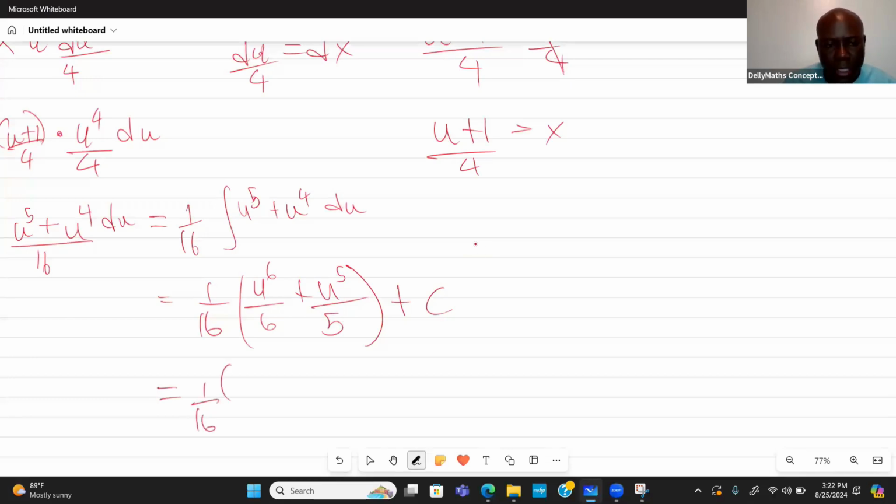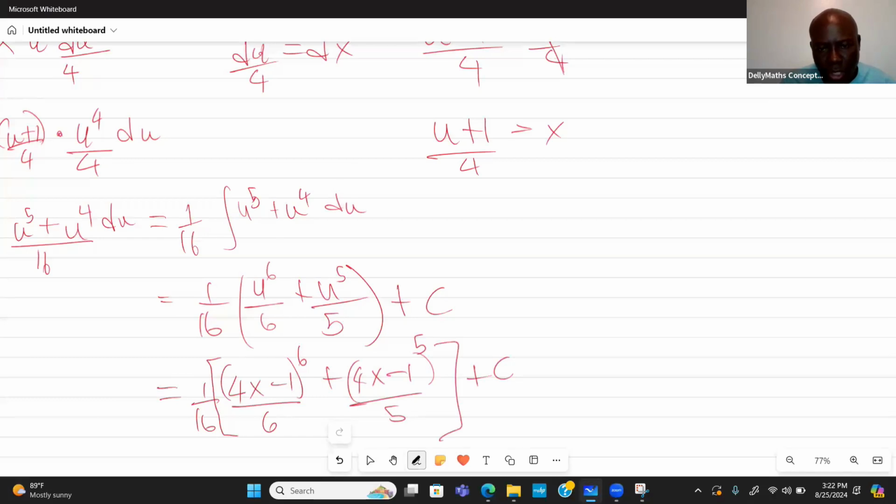So we have 1/16. Let's switch back the u. Remember, u was equal to 4x minus 1. So this is 4x minus 1 raised to the sixth. And remember that this is over, I'm going to put a big bracket, this is over 6 plus 4x minus 1. This is going to raise to the fifth, and it is over 5. And then we have plus c here.